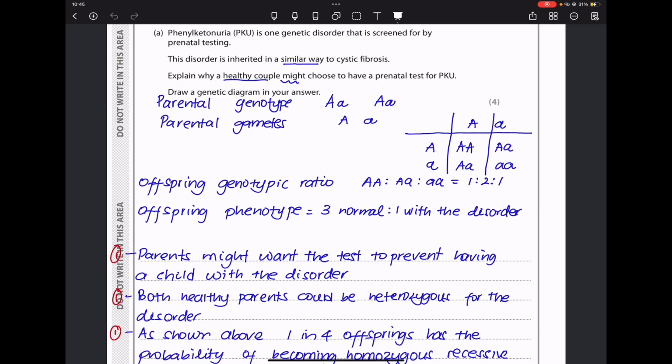So here I began with parental genotype, and I expressed them as heterozygous. The parental gametes are going to be A as well as a small a, where this is the recessive one and this is the dominant one. So I drew a genetic diagram here to show you the possible gametes as well as the possible offspring that can be produced. And we see 3 offspring are going to be okay. The phenotype will not show any disease, but at least one is going to show some disease. So the offspring genotype is going to be AA, Aa, Aa, aa, that is 1 to 2 to 1, and the offspring phenotype is going to be 3 normal and 1 with a disorder.